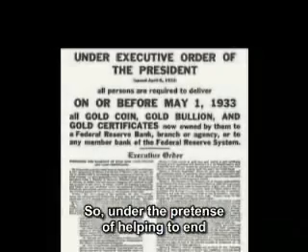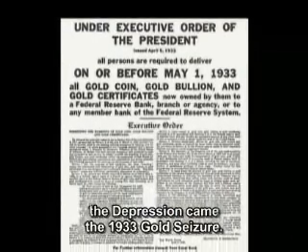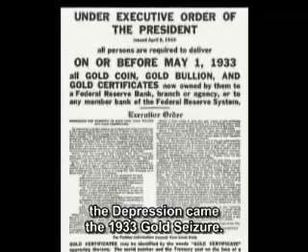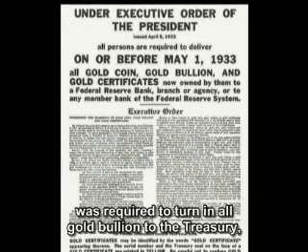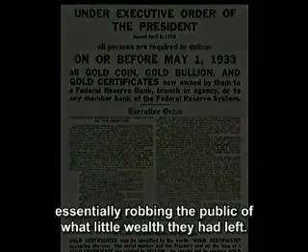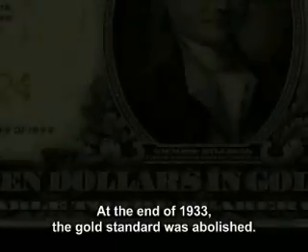So, under the pretense of helping to end the Depression, came the 1933 gold seizure. Under the threat of imprisonment for 10 years, everyone in America was required to turn in all gold bullion to the Treasury, essentially robbing the public of what little wealth they had left. And at the end of 1933, the gold standard was abolished.